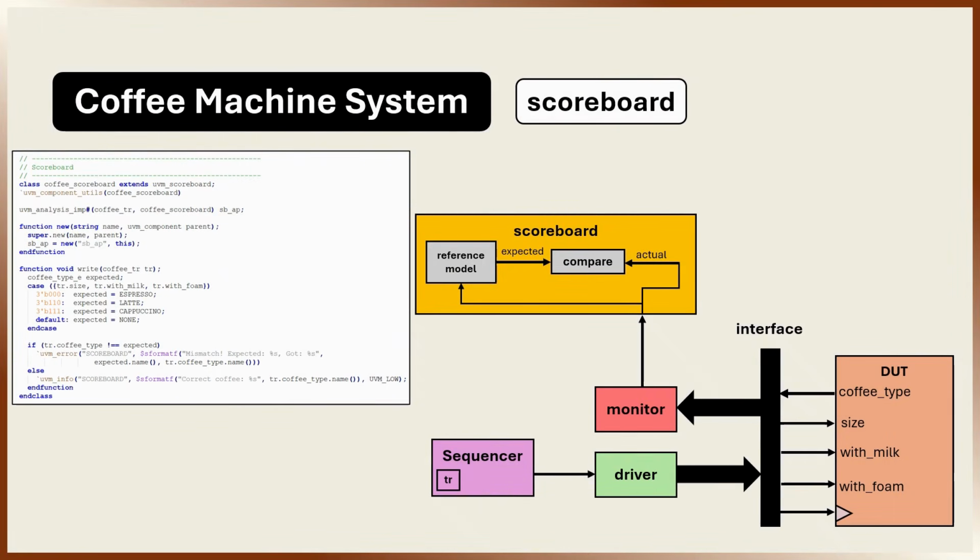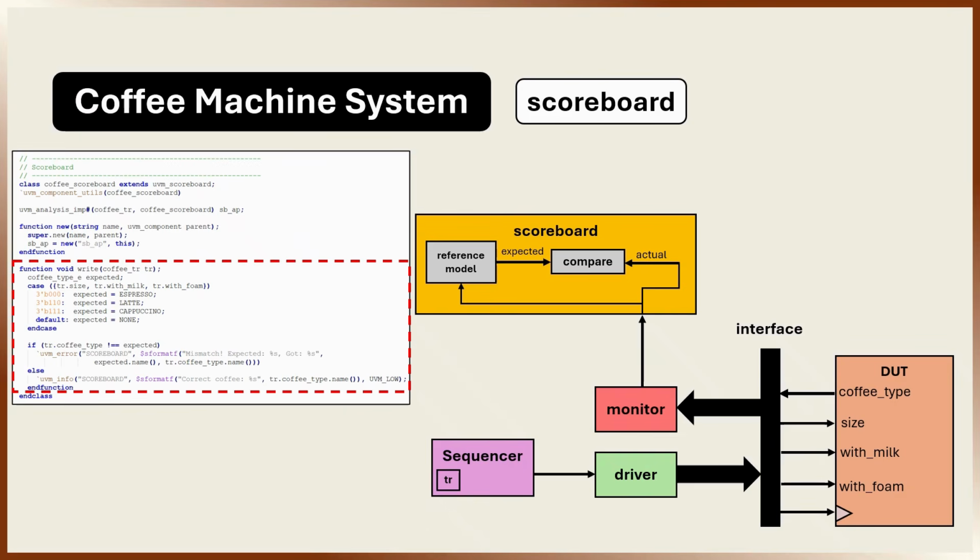The scoreboard is responsible for checking whether the coffee machine produced the correct drink. The monitor sends completed transactions into the scoreboard through an analysis port. Every time the scoreboard receives a transaction, the write function is called with the observed values. Inside the scoreboard, we calculate what the expected coffee type should be, based on the size, the milk selection, and the foam selection. We simply look at the three input fields and match them to the correct drink.